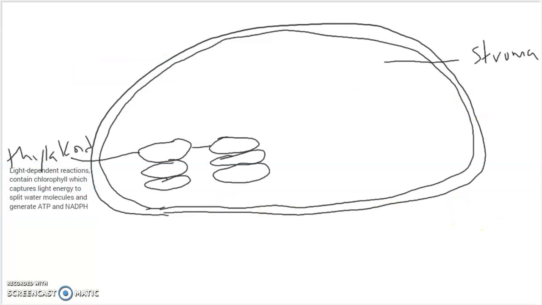For the stroma, I'm going to say the light independent reactions. But then I'm also going to say contains enzymes for the Calvin cycle, which are the light independent reactions. So there I've added a little bit more detail to my annotations than just saying light dependent reactions and light independent reactions.